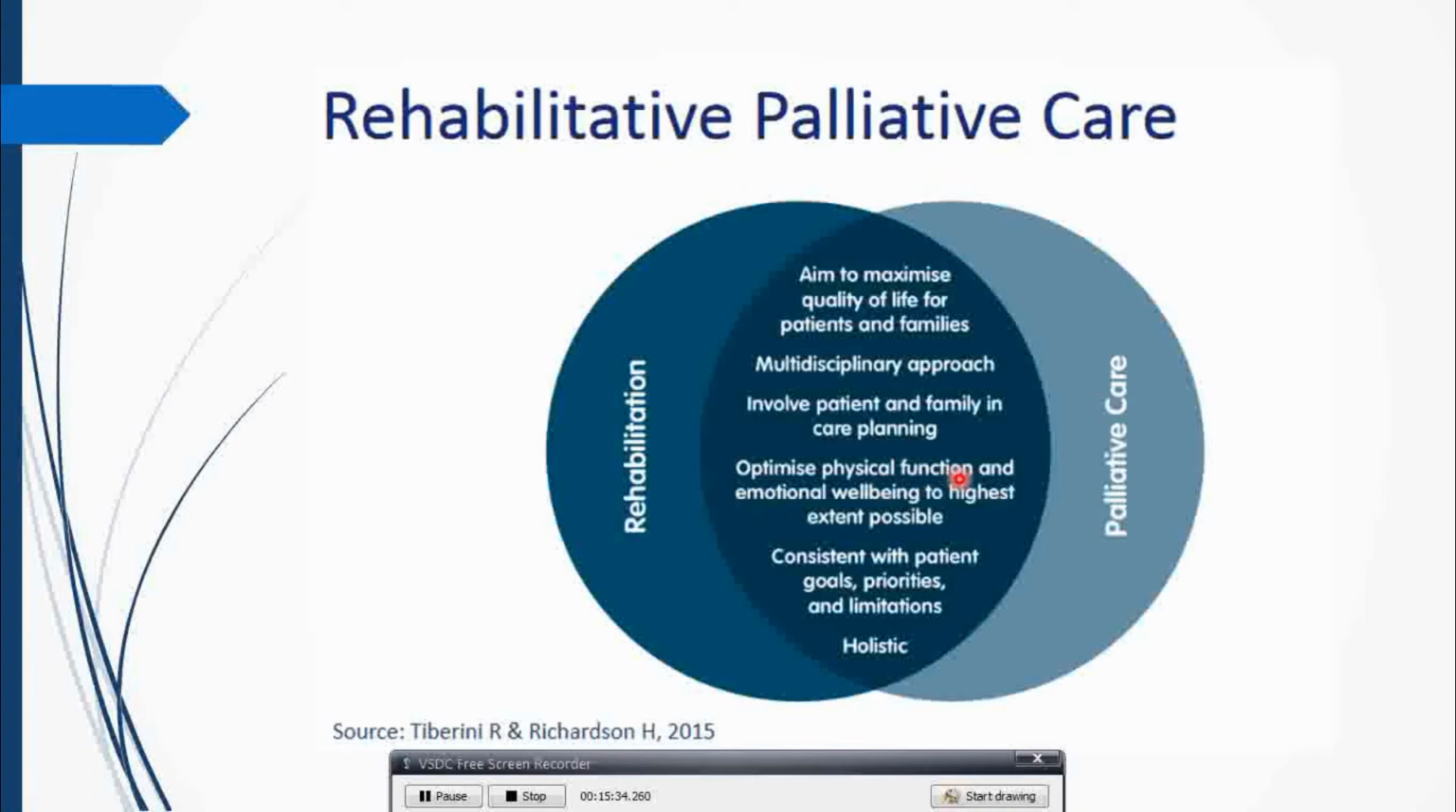Emotional, physical function consistent with patient goals, priorities and limitation, holistic. Jadi macam mana saya kata tadi, dia involve patient dan juga family. Kadang-kadang patient pergi sendiri ke rehabilitation center, dapat nasihat, dapat counselling dan sebagainya, balik masih tak boleh nak hidup dalam satu community ataupun dalam keluarga dia sendiri.